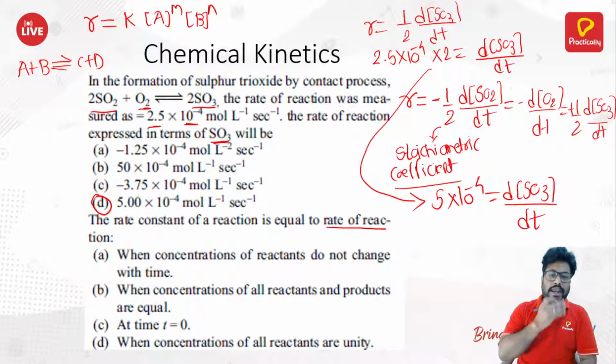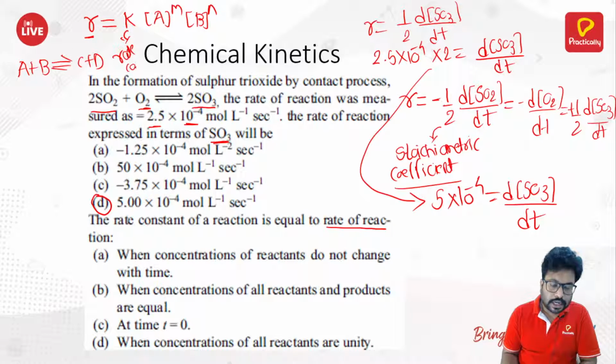We don't know the values of m and n, so I just took random numbers for m and n. So R is equal to what? Rate of reaction. K is what? Rate constant. Now, you also know when R is equal to K. When would the rate of reaction be equal to the rate constant? When concentration of reactants does not change with time.